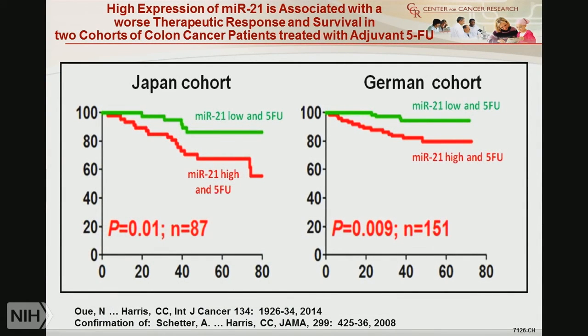So a couple of years ago, we did a study comparing the effect of miR21 on the therapeutic response and survival of 5-FU-based therapy in 2 different cohorts, again, a Japanese cohort and a German cohort. And in both cases, if miR21 was high, there was poor prognosis associated with 5-FU compared to 5-FU if the miR21 was low. This is below the median. And this is also true in the German cohort, shown here.